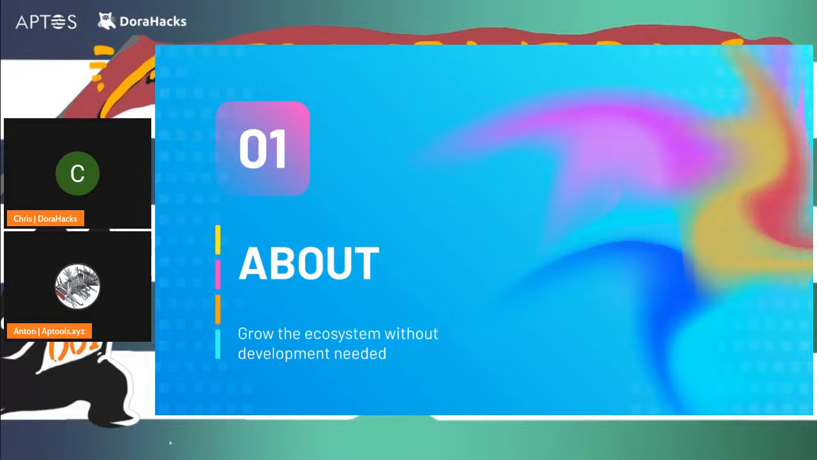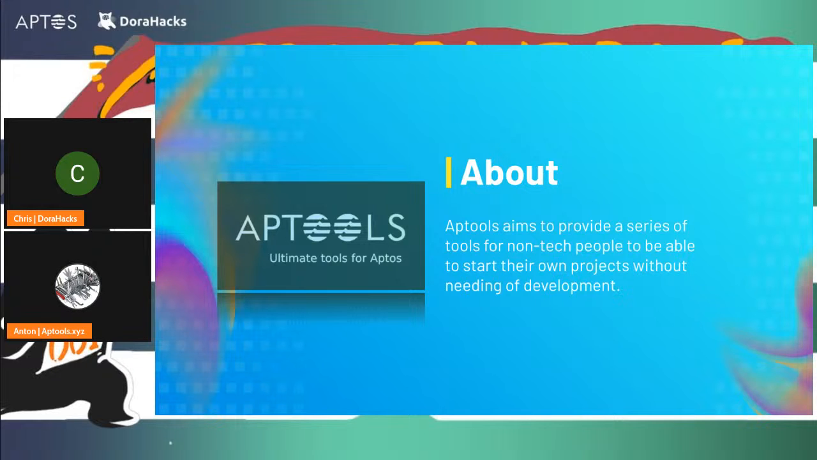Aptos is a series of tools that helps mostly non-tech people to start their own on-chain businesses without needing any developers. In other words, we provide a series of tools that help those people to satisfy most of their needs of how to start their own projects, so they don't have to worry about the process management and the developer resources management at all. And this is the goal we want to achieve.